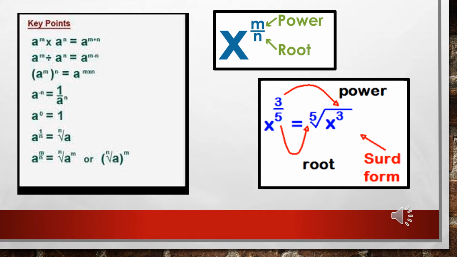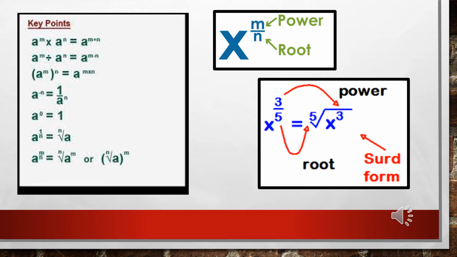Remember that when we're multiplying indices, you add the powers. When we're dividing indices, remember that you subtract the powers. When we're taking the power of a number which has already been raised to a power, you must multiply the values of these powers. Any value raised to the power of 0 is equal to 1. Any value raised to the power of a negative value is 1 over that power of b. Any value raised to the power of a fractional value is the root of the value. All of this is explained in the key points.